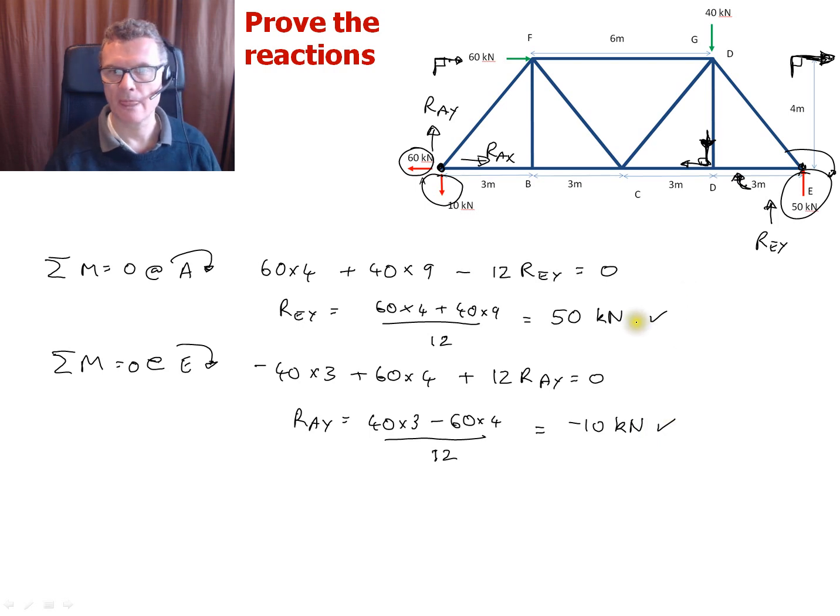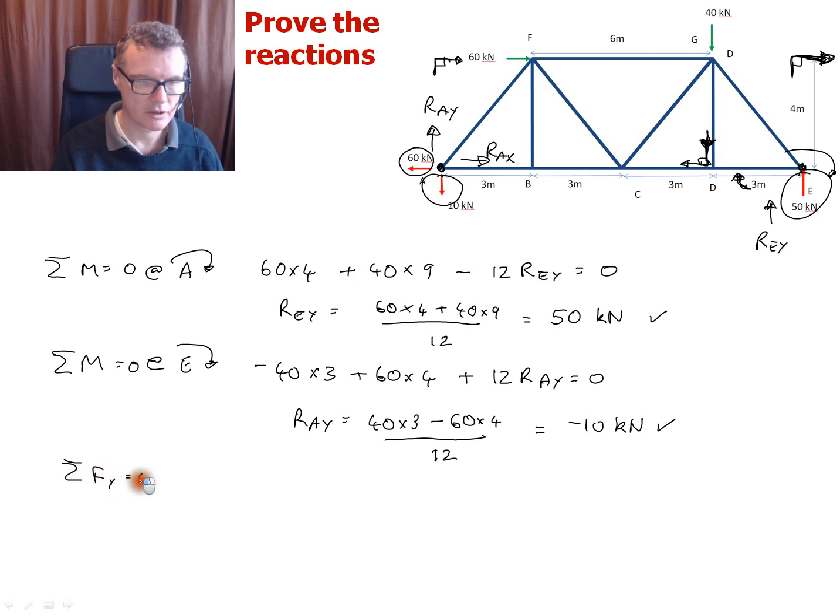So the next thing you could do would be a check: sum up your forces in the y direction. So we've got the minus 10, the plus 50, and we've got the 40 coming downwards, minus 40, and we can see that equals 0, so the check works.